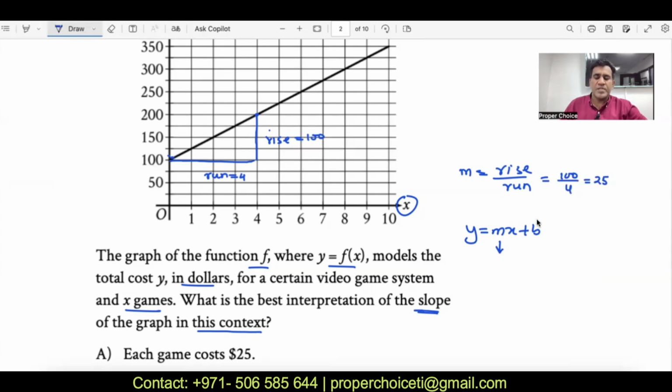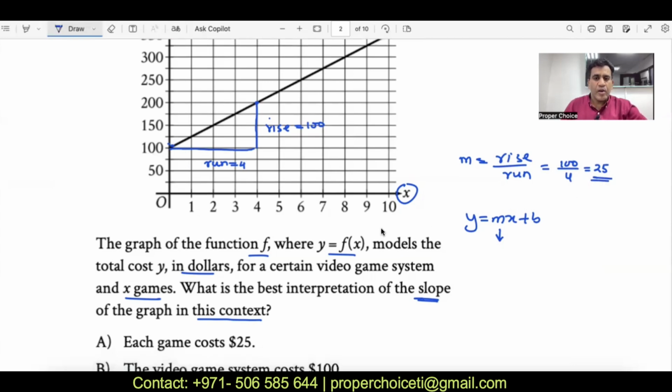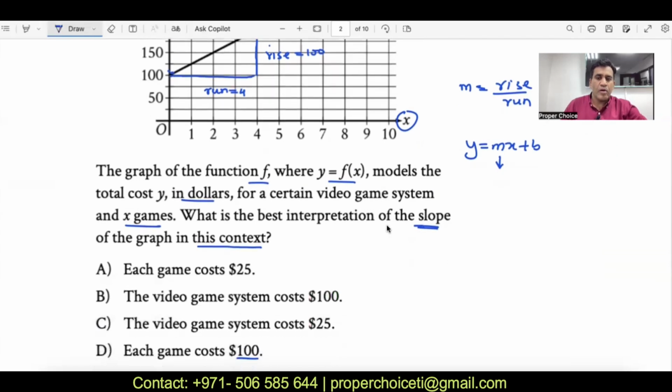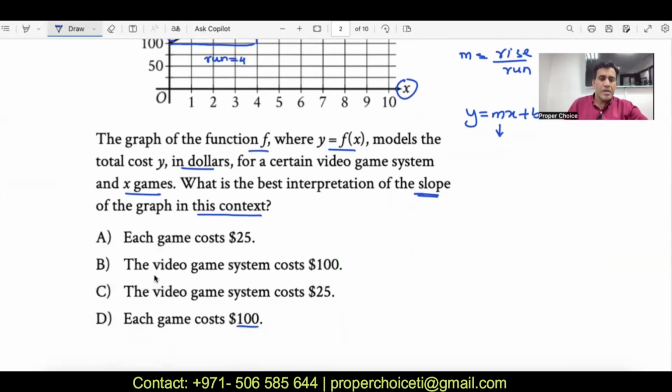So slope is representing $25 per game. So I should go with an option which is indicating $25 per game or $25 each game. Option A says each game costs $25. Yes, or I can say $25. So it makes sense. This is the answer.